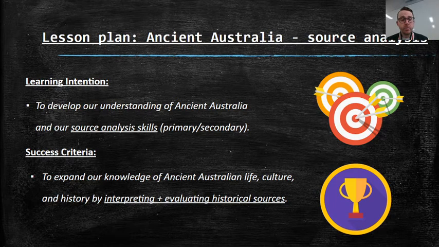This lesson, we're going to be developing our skills and our knowledge. Our knowledge is going to be our understanding of ancient Australia, and the skill that we will be focusing on, not just in this lesson, but for the CAT for Year 7 History, is source analysis. If it seems like we're doing a bit of that in each lesson, that's the reason. We want to prepare you for the CAT at the end of the term. So we're practicing our ability to analyze primary and secondary sources. Success criteria is to expand our knowledge of ancient Australian life, culture, and history by interpreting and evaluating historical sources.